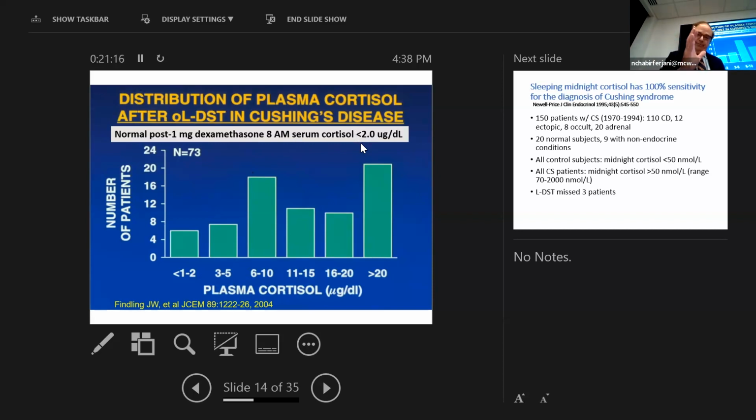Now, the worldwide consensus is that it should be less than 1.8. So that's where this stands now, but it was pretty controversial at the time. I think it's now accepted that many patients with Cushing's disease have post-dexamethasone cortisol levels certainly less than 5, and some even less than 2.